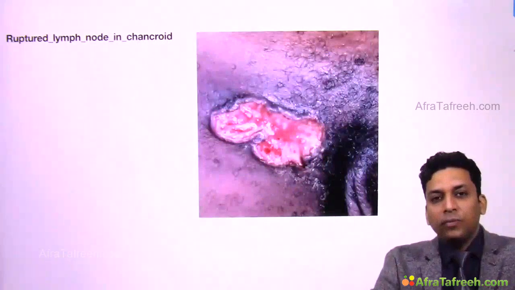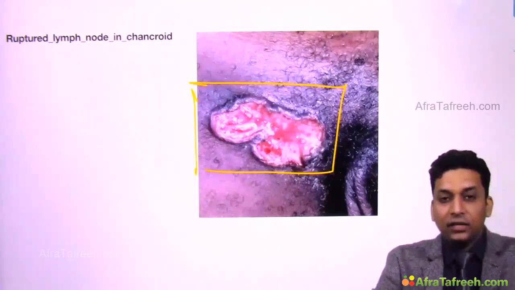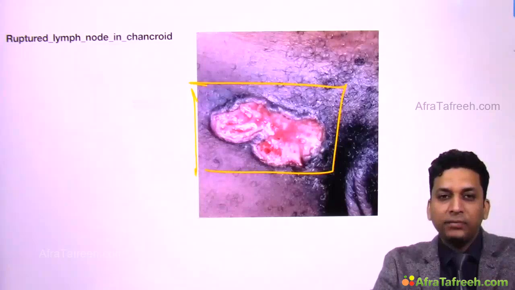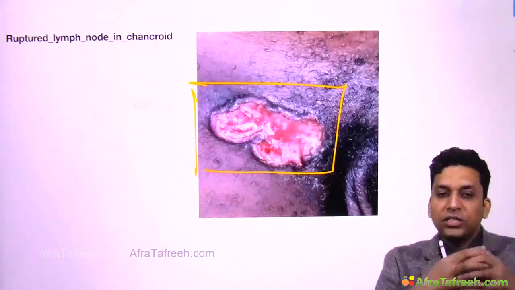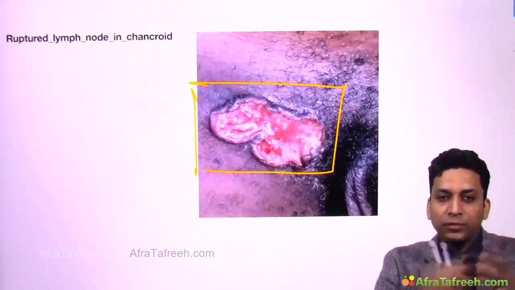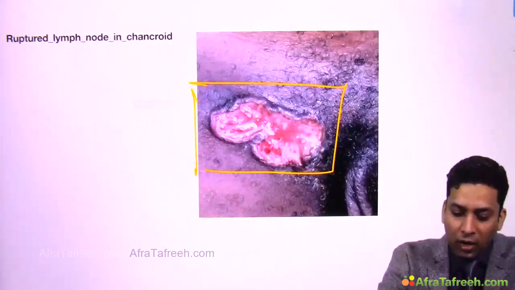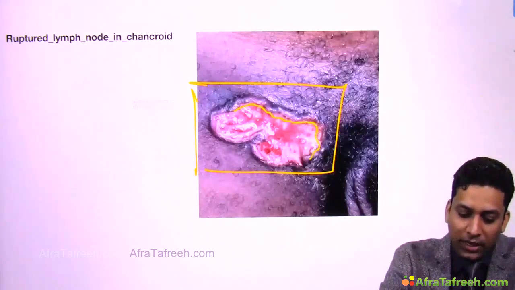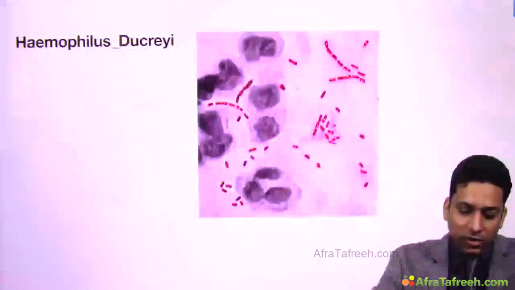Now here also you might get inguinal lymph nodes, and they are generally unilateral, but they are tender. So unilateral tender lymphadenopathy might be present, and many a times they might rupture. These are buboes, suppurative lymph nodes, and they might rupture. Sometimes this might be the presentation, and you can see here also undermined edges are present. So this is the characteristic feature.